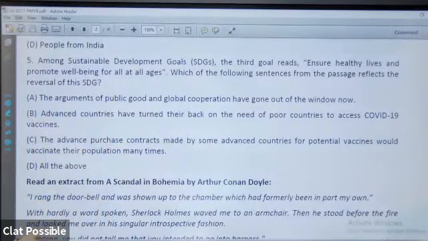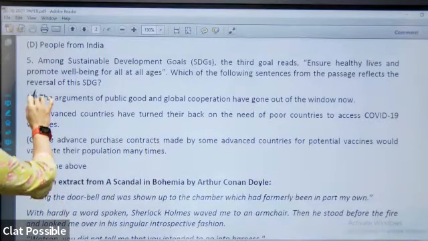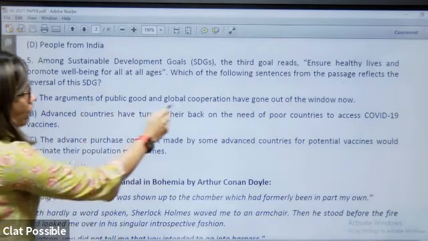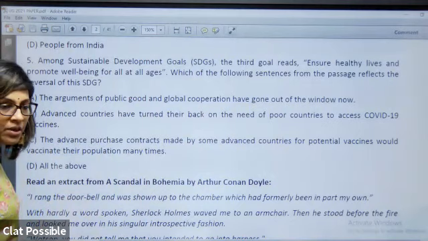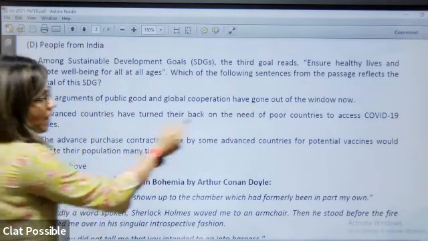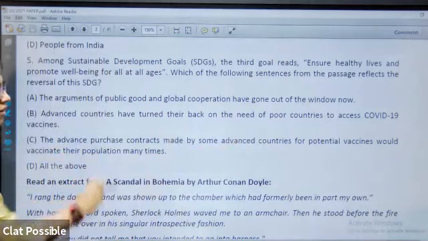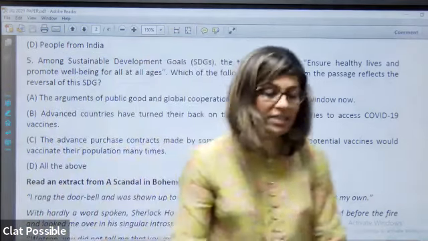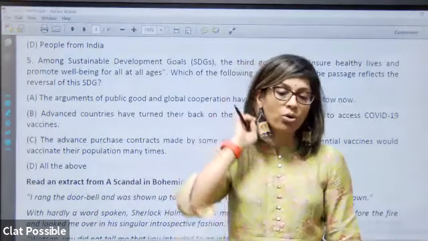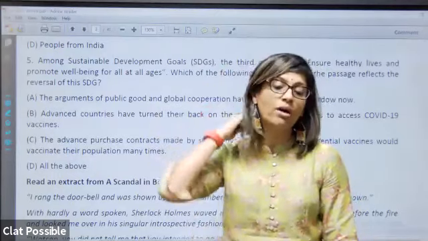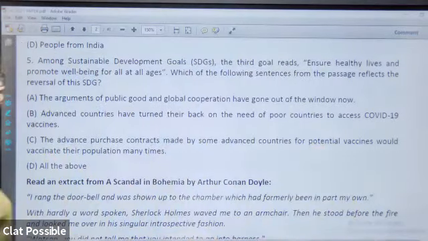Among sustainable development goals, the third goal reads, ensure healthy lives and promote well-being for all ages. Now, reversal of the sustainable development goal would naturally be the fact that global cooperation has gone out of the window. This is also against sustainable development. You're only worried about yourself. They have turned their back on the need of poor countries, which is again opposite. And the advanced contracts made by advanced countries for purchasing and vaccinating their populations show that they are not concerned about the underdeveloped or poor countries. So they just want to go after their own vaccination and get back on their own feet without a sustainable goal for poor countries. So this again would be all of the above, option D.